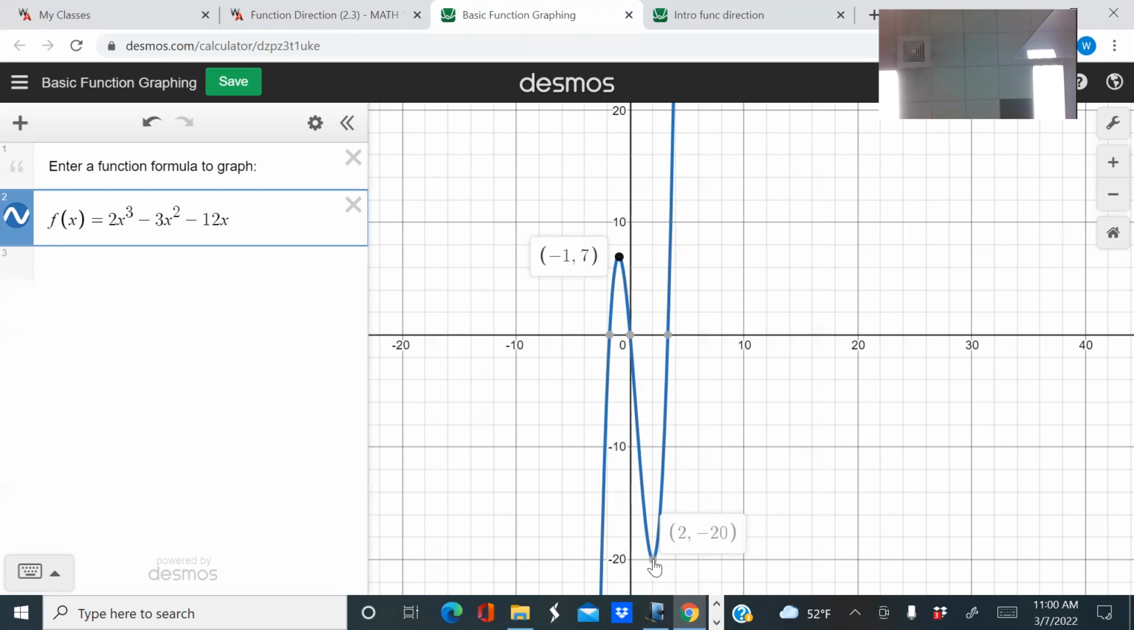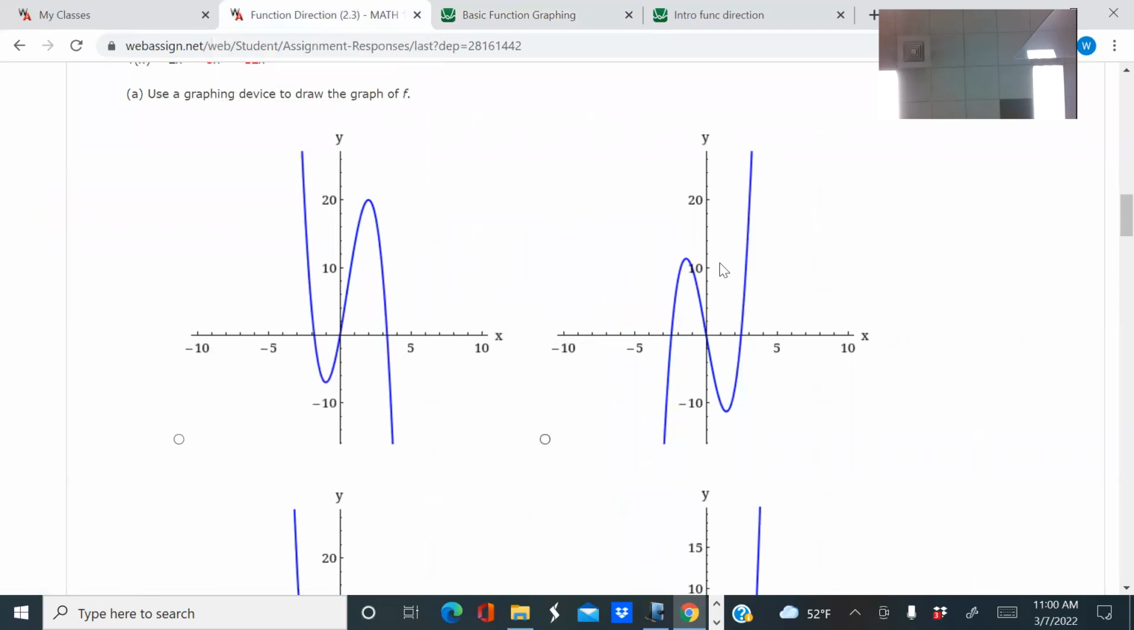See that? So which was the right graph there? Was it the second one? Was it this one? No, right?